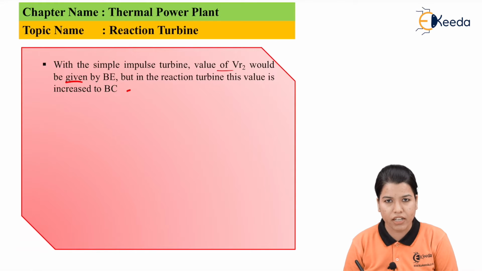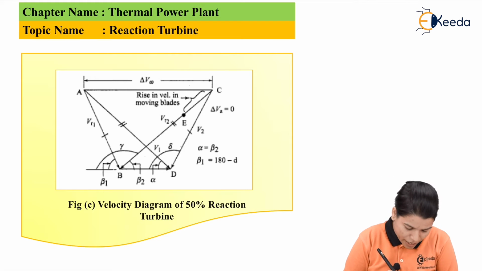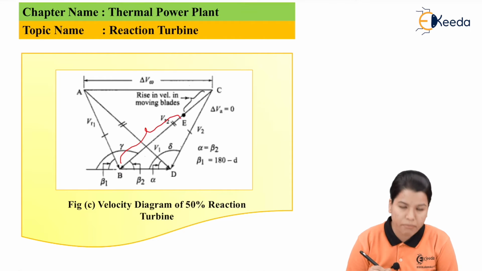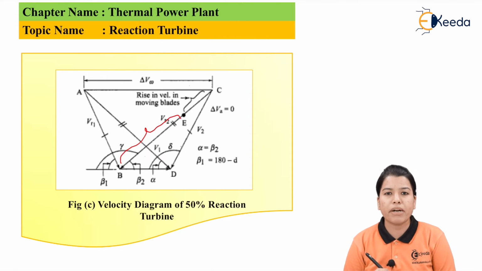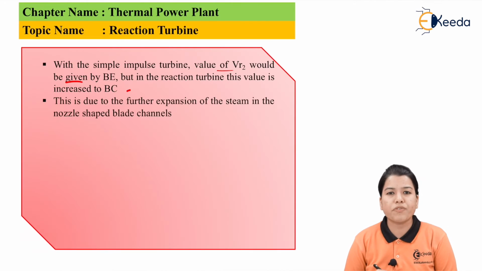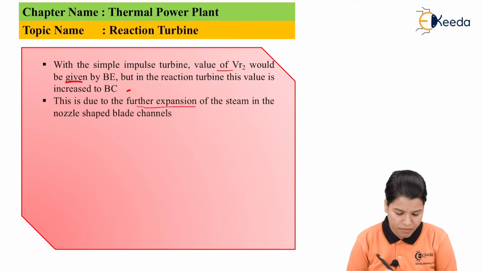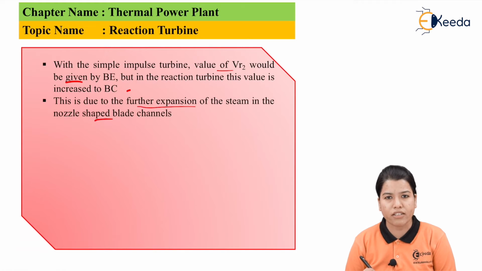Let us see this in the figure. If we consider the simple impulse turbine, then VR2 would have been represented by B. This we have already seen. But in case of the reaction turbine, it is represented by the extension, that is BC. This further increase is due to the fact that there is further expansion of the steam in the nozzle-shaped blade channels in the reaction turbine.